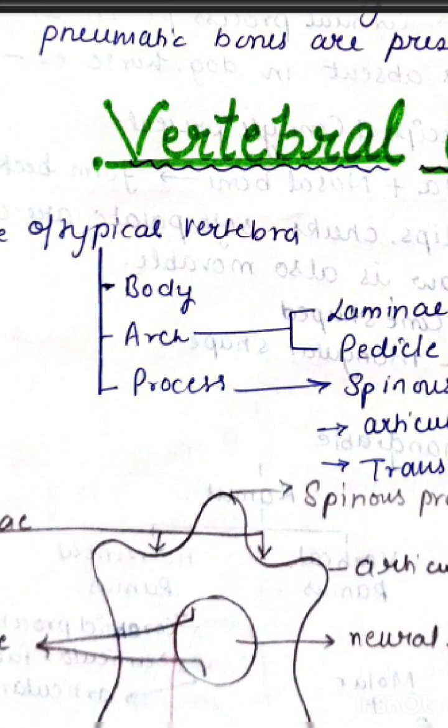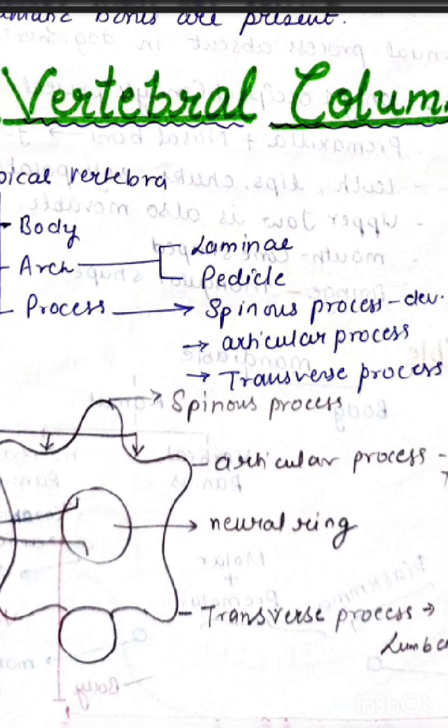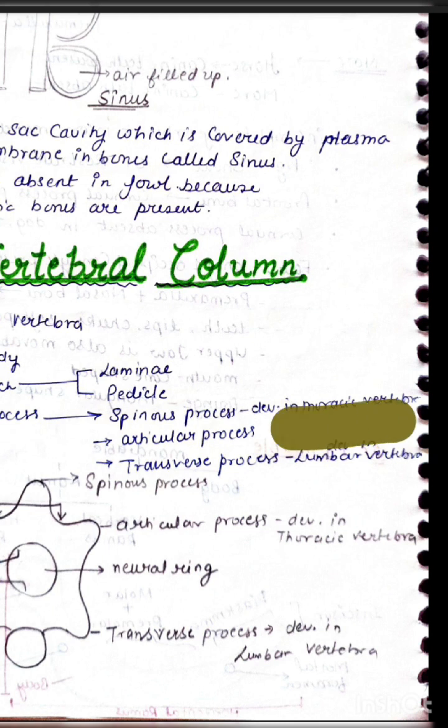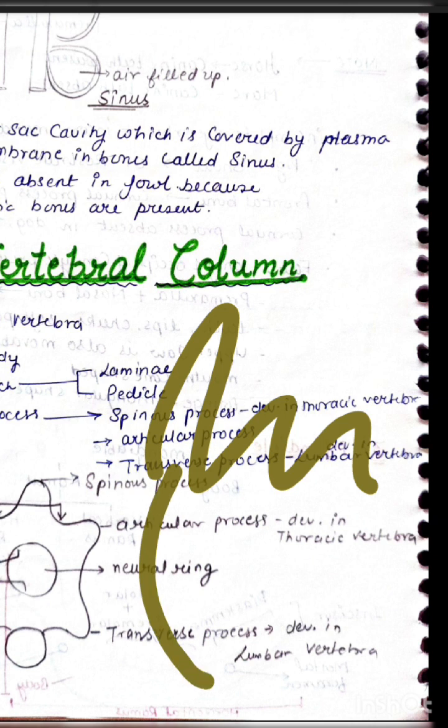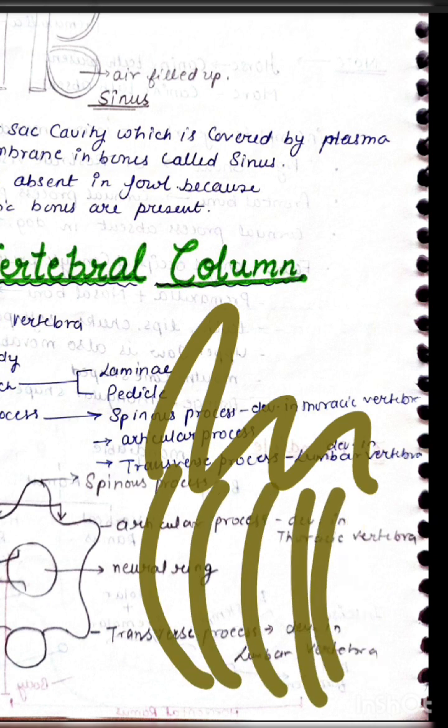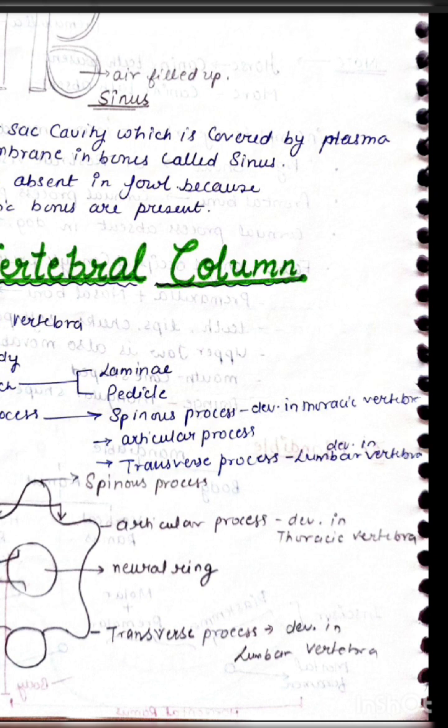Now we study the vertebral column, the structure of a typical vertebra. It is divided into three parts: body, arch and processes. The arch is divided into lamina and pedicle, whereas the processes include the spinous process, which is prominent in the thoracic vertebra. The spinous process looks like this, and these are present in the thoracic vertebra. It is the second part of the vertebral column. The articular process is present, and the third one is the transverse process, which is well developed in the lumbar vertebra.